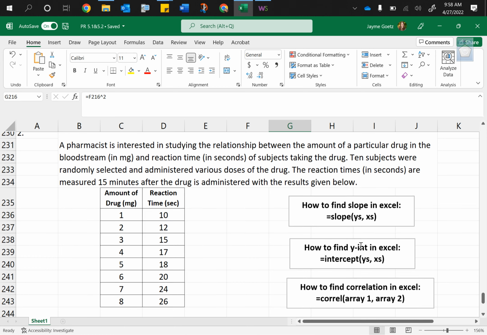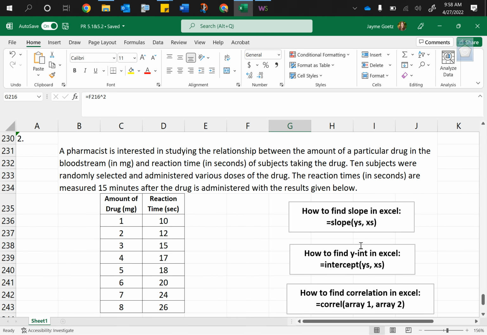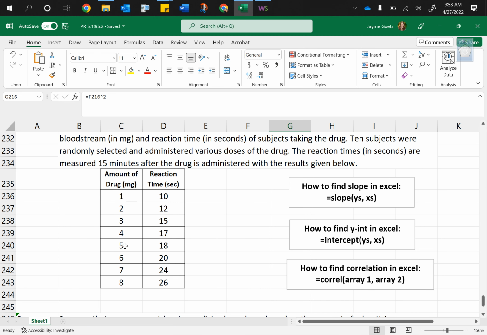So number 2, it says, a pharmacist is interested in studying the relationship between the amount of a particular drug in the bloodstream and the reaction time of the subjects taking the drug. That's a pretty important relationship. We need to know, if you take this drug, is your reaction time going to be delayed? 10 subjects were randomly selected and administered various doses of the drug. The reaction times in seconds are measured 15 minutes after the drug is administered, with the results given below. So the amount of drug given in milligrams right here, and here are the given reaction times, okay?